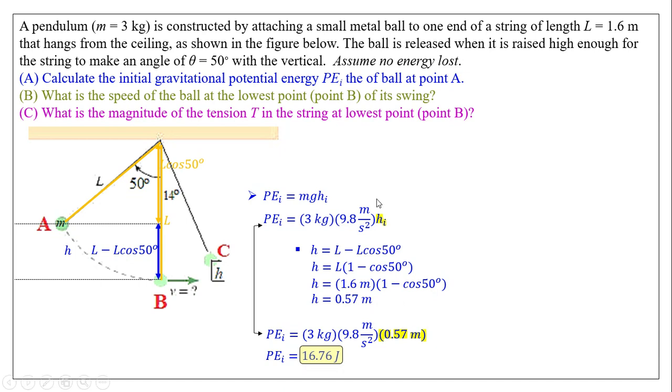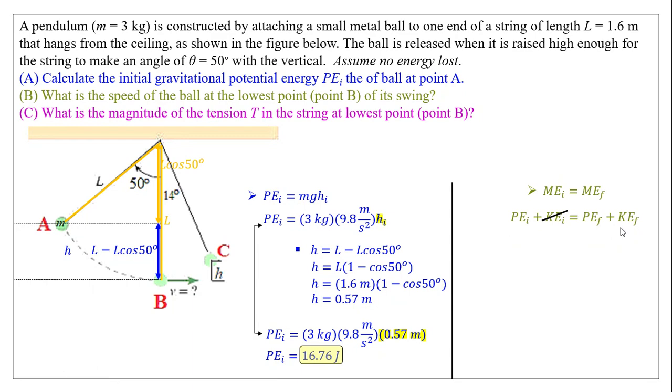Part B wants us to find the speed of the ball at the lowest point of the swing. So here, I'm just going to use conservation of mechanical energy because it's conserved. It says assume no energy loss. I know the initial energy must equal the final energy. Here, I'm just going to expand MEI and MEF into their components: PEI plus KEI equals PEF plus KEF. I'm going to cancel KEI out because it starts at rest.